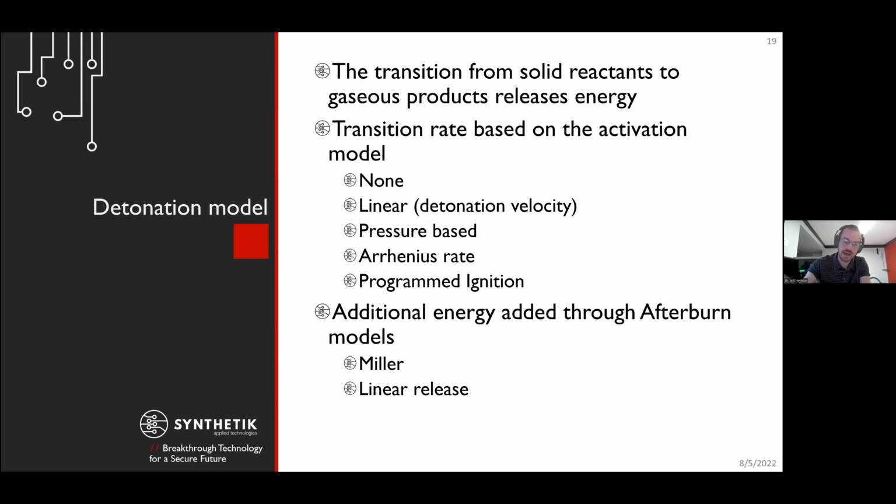These are typically called afterburn models. So we have Miller, which is going to be similar to the pressure-based, and then a linear release, which you do have to run experiments before. It's kind of just a matching tool. It's fairly common to be used, but these are typically used for internal detonations. And basically the point of these are to account for reactions that occur after that primary detonation event. So energy is still being added due to reactions, but it's not that primary detonation.